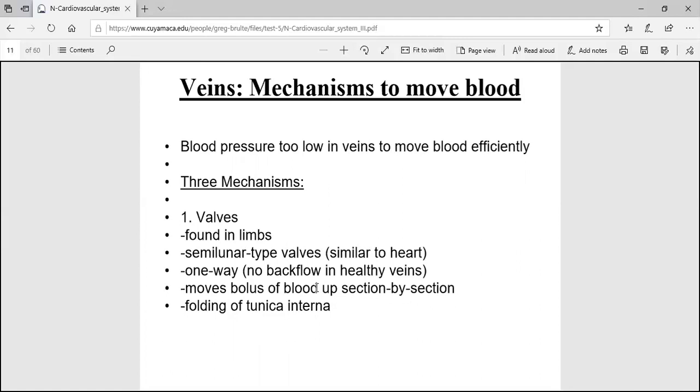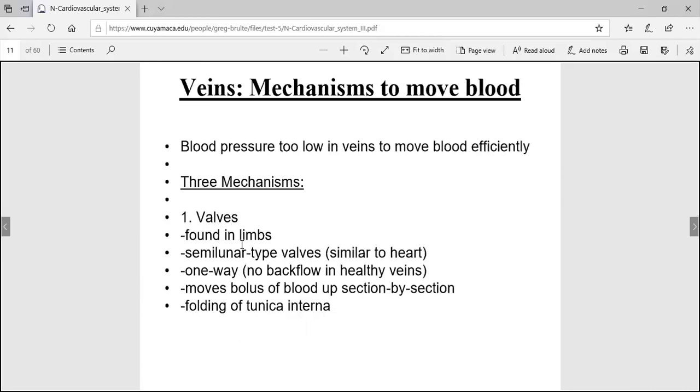So how can you move blood? Say you have blood in your feet and you're trying to get it back to your heart in the veins. What's going to help you do that other than the pressure differential? You're always flowing from a high pressure to a low. Well, what about one-way valves?